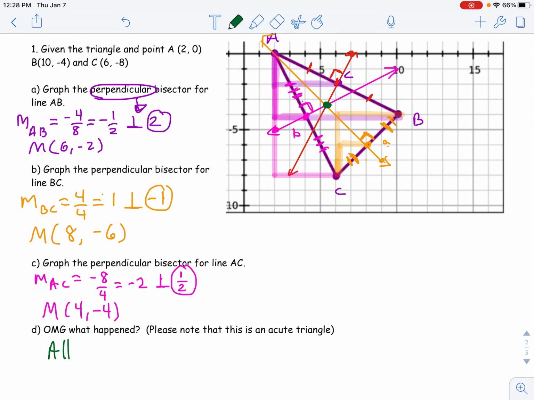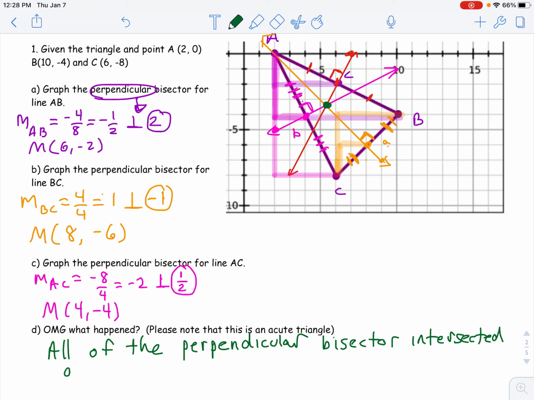OMG, what happened? All of the perpendicular bisectors intersected at a point inside the triangle. Wow, that's kind of crazy. All 3 lines intersect at the same point. What are the chances? That's pretty crazy.